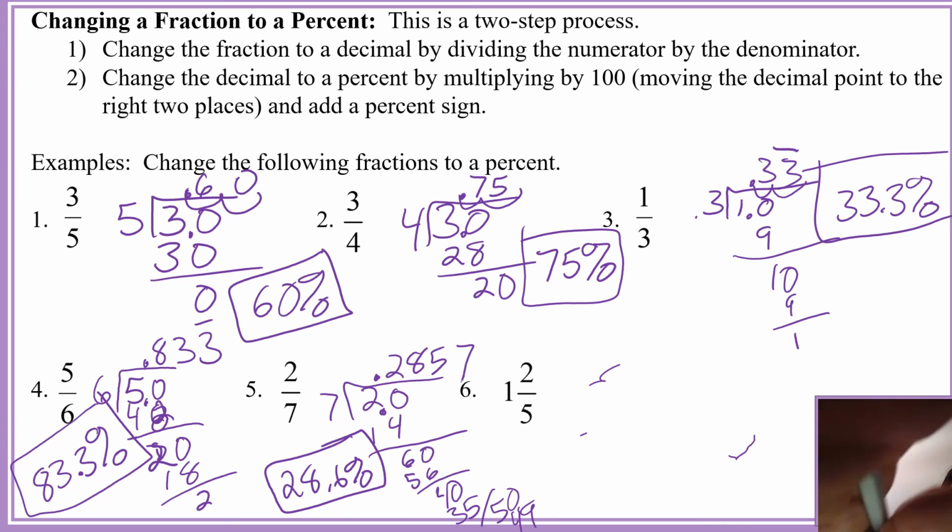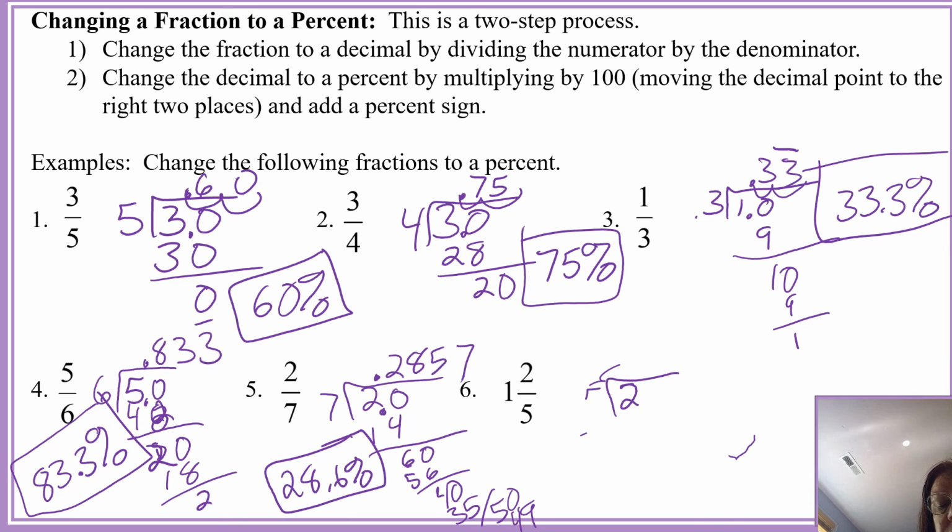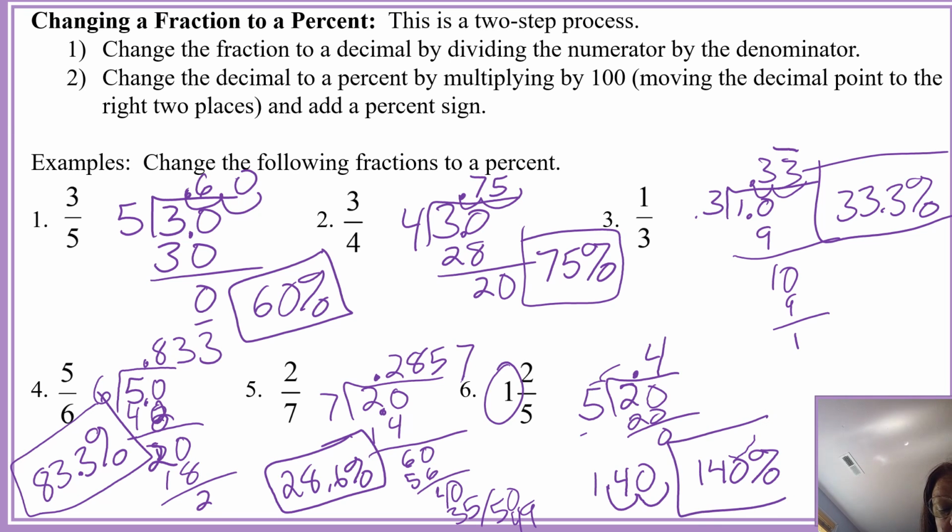Okay, unfortunately, it looks like I've been scribbling all over my paper. 1 and 2/5. The easiest way is just go ahead and do out the fraction. So 2 divided by 5. Okay, it goes in 4 times. That's 20. We subtract, we have 0. We're done. So it's 0.4. And add the whole number. So it's 1.4, but I have to move the decimal place twice. So I'm going to get 140%. All right. And we're done.